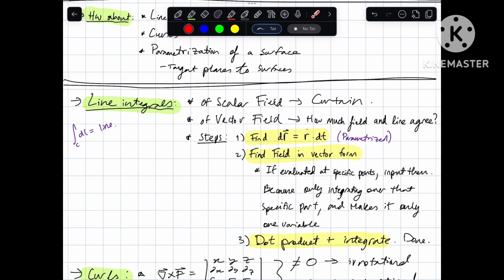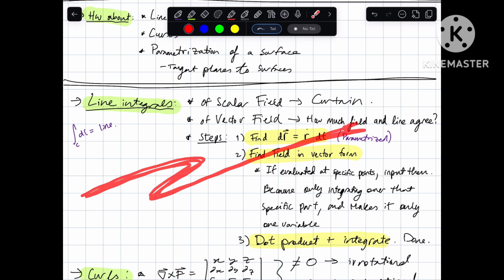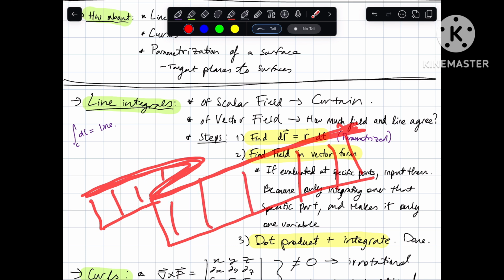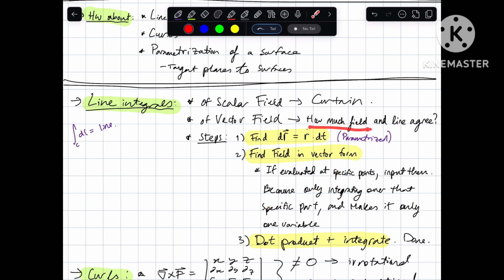When you have the line integral of a scalar field, this is your line. You can search it up. I've just written curtain because it's essentially like draping a curtain over this, and that curtain is what you're finding. Now the line integral of a vector field, I've written how much field and line agree. It's how your line moves through your vector field.